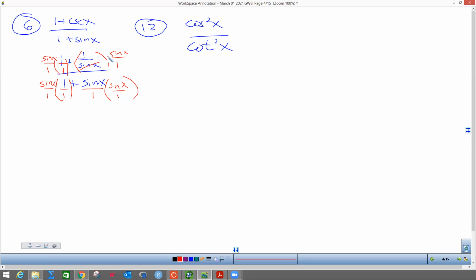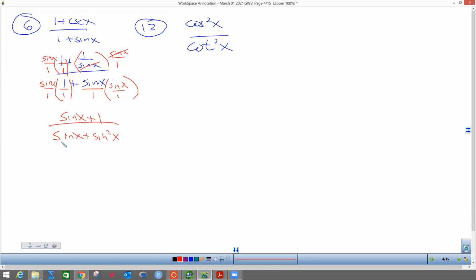And when I do that, these reduce to 1. So sine times sine is 1. And then here, sine times 1 is sine. So in the numerator, I've got sine x plus 1. In the denominator, I've got sine x plus sine squared x.